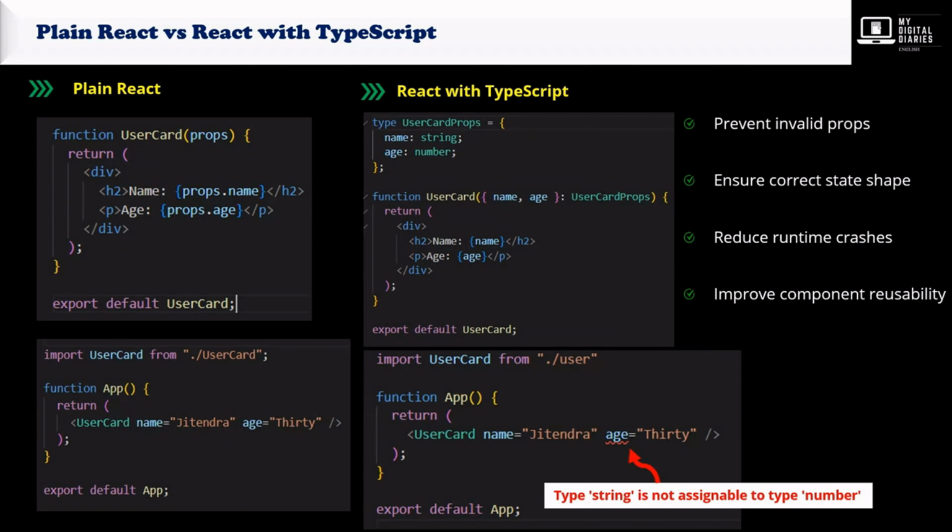Why this matters is, in a small app, plain React might seem fine, but as an application grows, TypeScript becomes extremely valuable. It makes the code safer, more readable, and easier to maintain. It also improves collaboration in teams because types act as documentation. To summarize, plain React gives more freedom but also more room for mistakes. React with TypeScript adds safety, clarity, and confidence to your code. That's why TypeScript is highly recommended for modern React development.